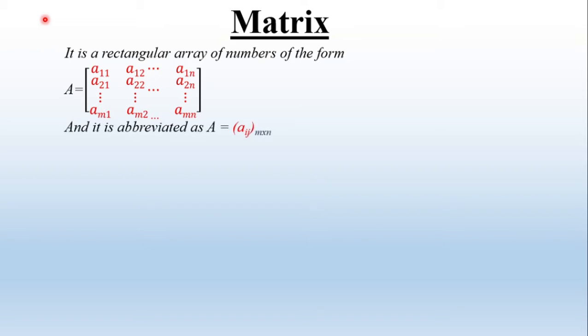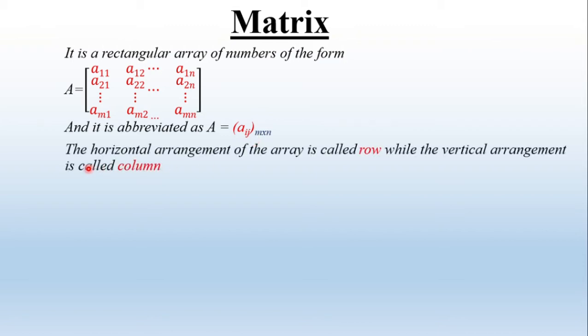And it can be abbreviated as A is equals to A_ij, M cross N. በእንደዚህ አይነት ፎርም አሳጥረን ማስቀመጥ የምንችልበት መንገድ አለ። ይሄ matrix form now. This is also the observed form of matrix. በዚህም ፎርም ማስቀመጥ እንችላለን ማለት ነው። The horizontal arrangement of the array is called the row, while the vertical arrangement is called the column.